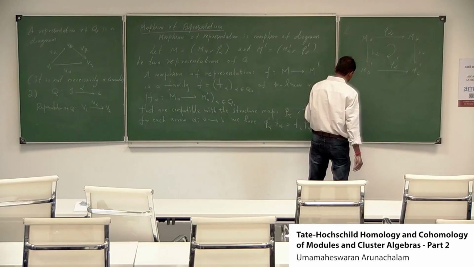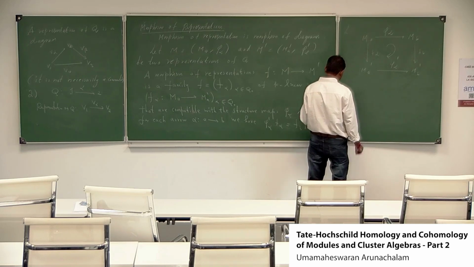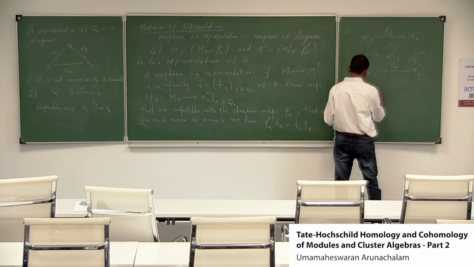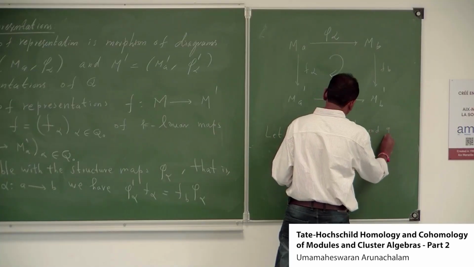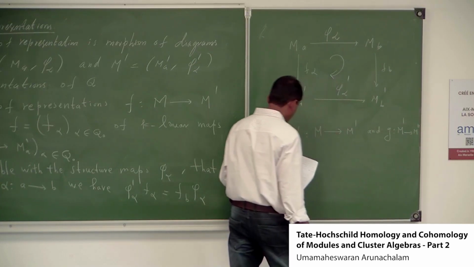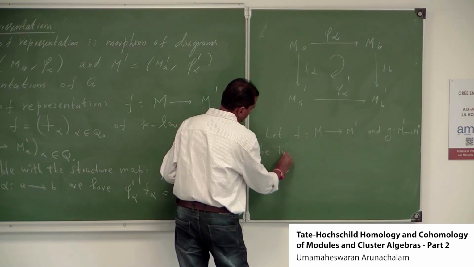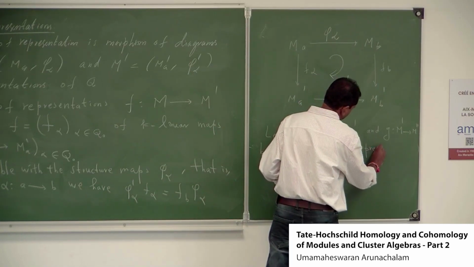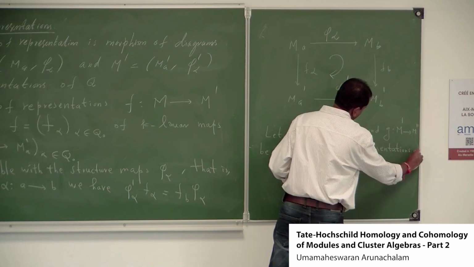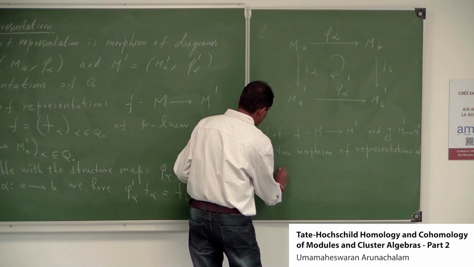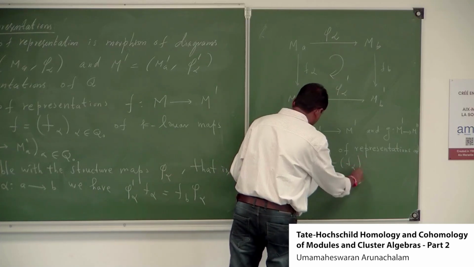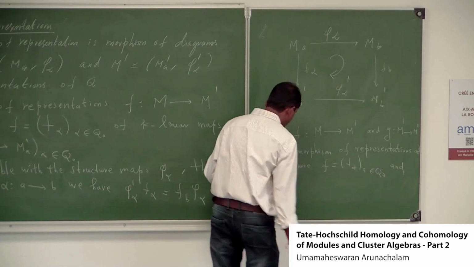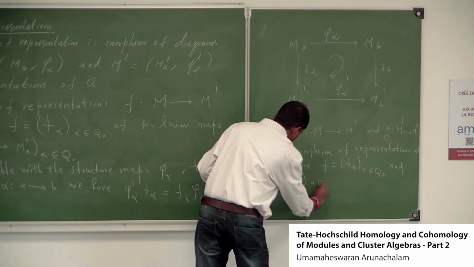And next, we are talking about composition of morphisms. So let f be a mapping from M into M dash and g a mapping from M dash to M double dash, be two morphisms of representations of Q, where f is the sequence f_a, a belongs to Q naught, and g is the sequence g_a, a belongs to Q naught.